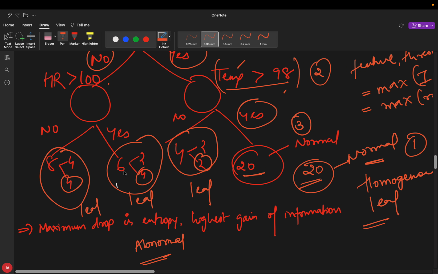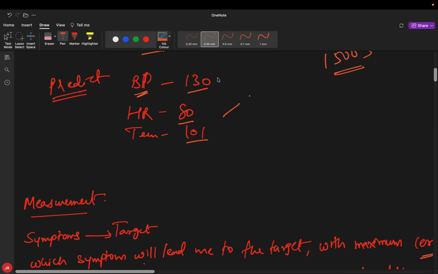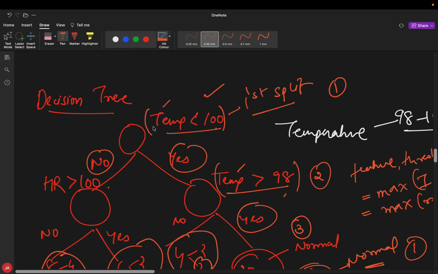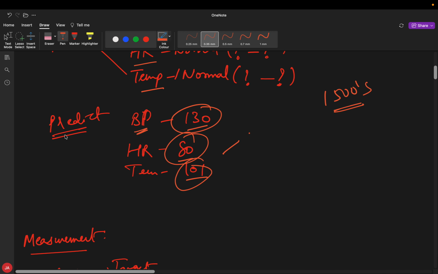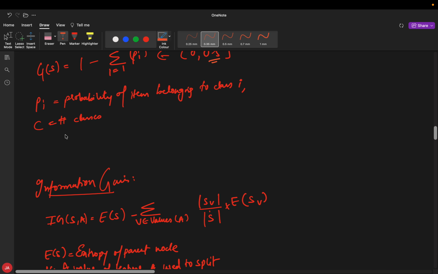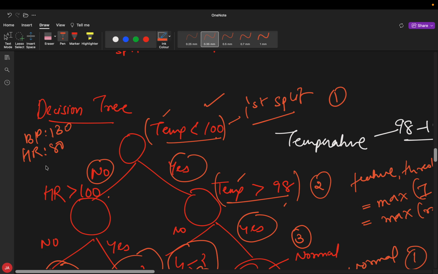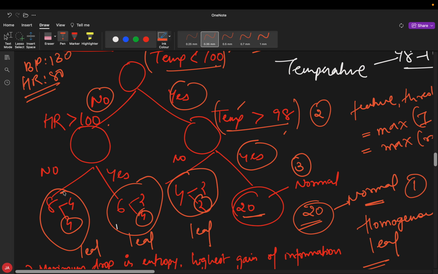Yeah. So for new data, let's say we have BP 130, HR 80, and temperature 101. So we look at the temperature first. Temperature less than, no. So HR was how much? HR was 80. BP is 130. Okay. HR 80, BP 130. So for HR 80 greater than, no. So we arrived at this.